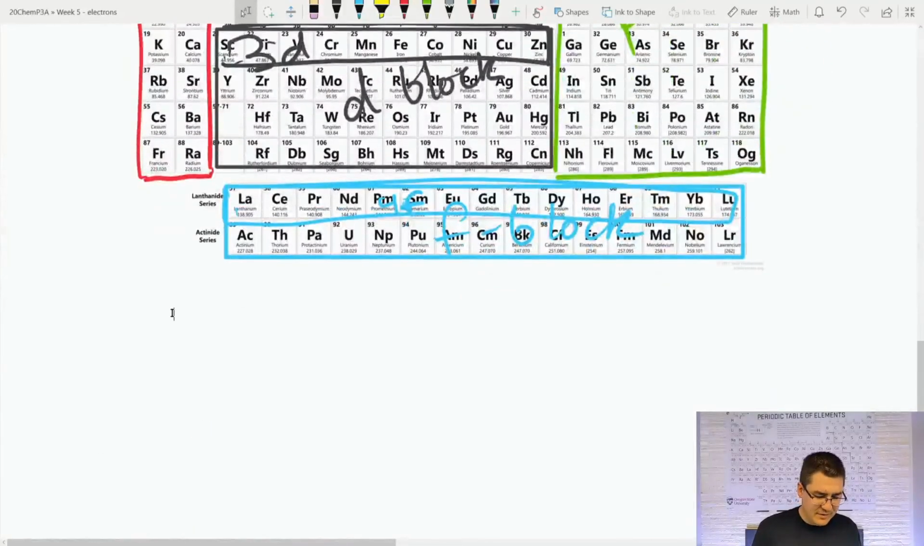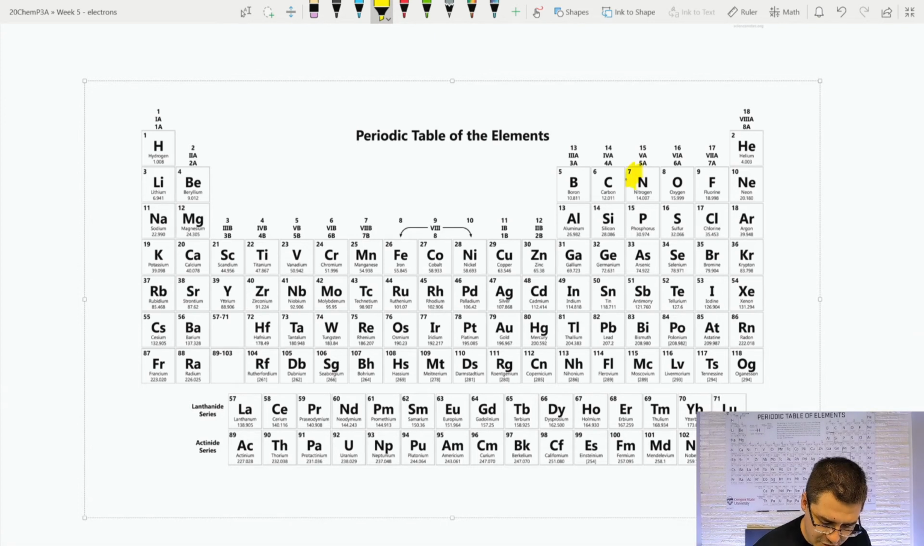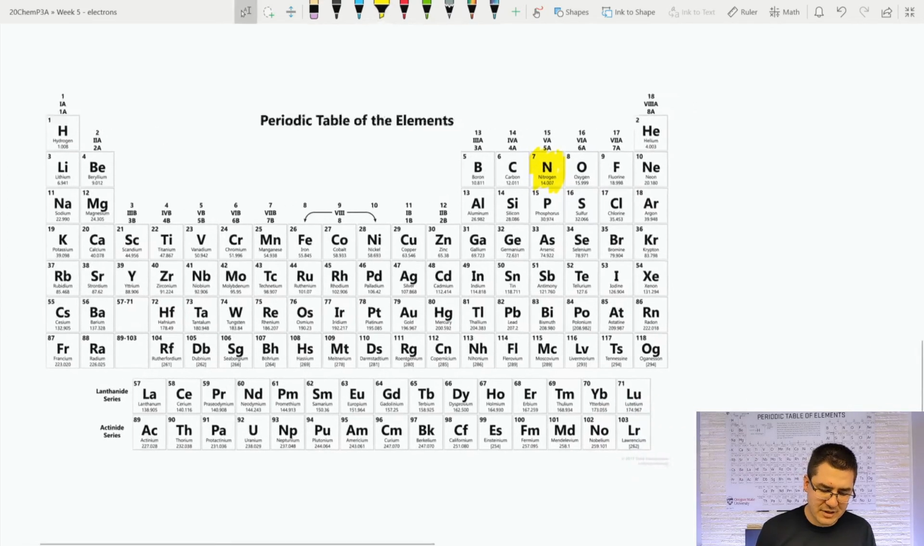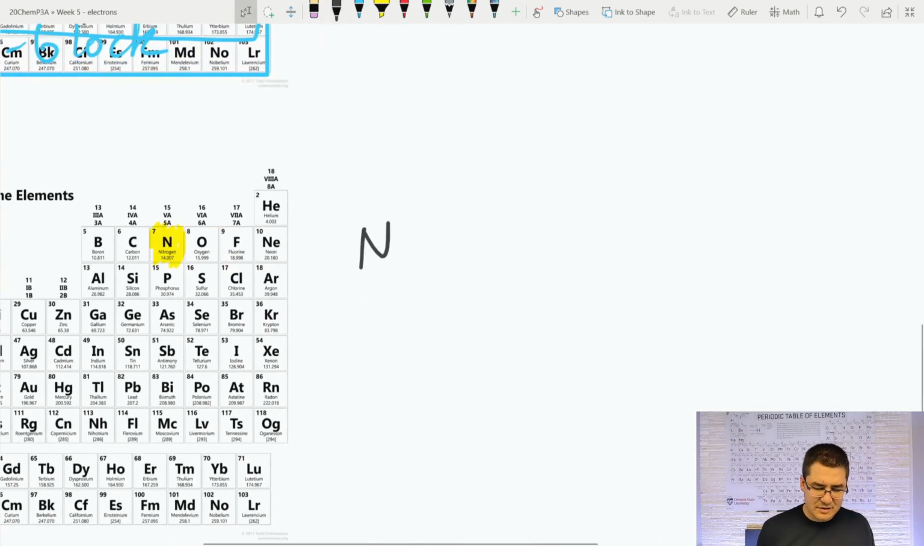Let's say I wanted to figure out the electron configuration for, let's start small, nitrogen. Nitrogen is the 7th element. We're going to start off with just talking about neutral atoms for now. So nitrogen has 7 protons and 7 electrons. How do I write the electron configuration for nitrogen? I need to assign 7 electrons.